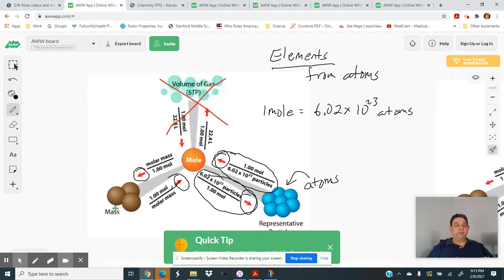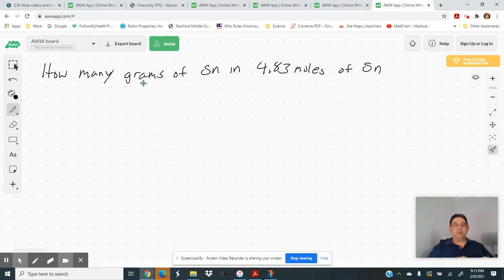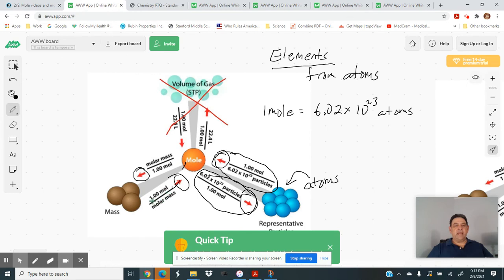All right, so this problem allowed us to turn grams to moles. Right? We went from grams to moles. This last one is going to ask us to turn moles to grams. It's going to give us moles and ask us how many grams there are. You're given moles, how many grams are there? So we're going in this direction.